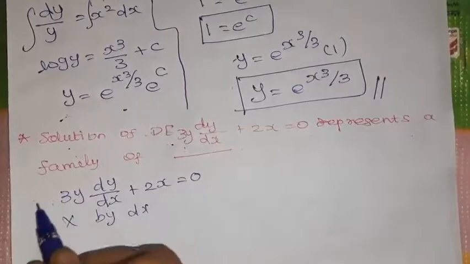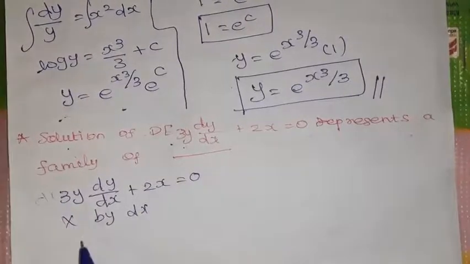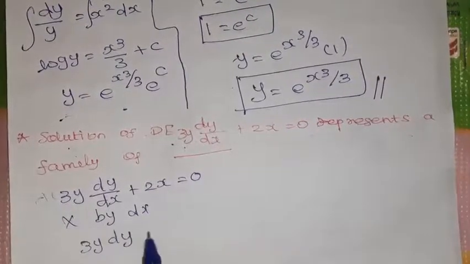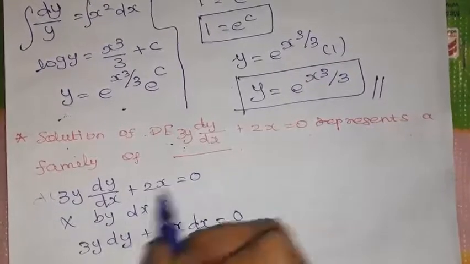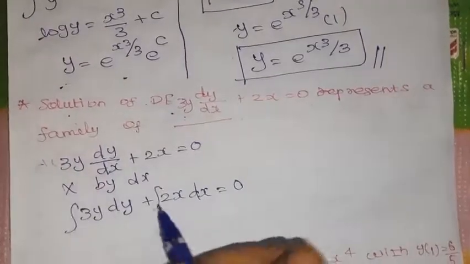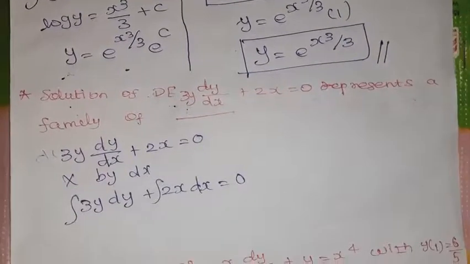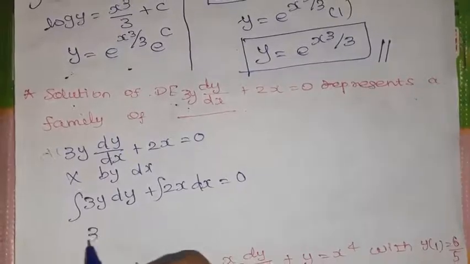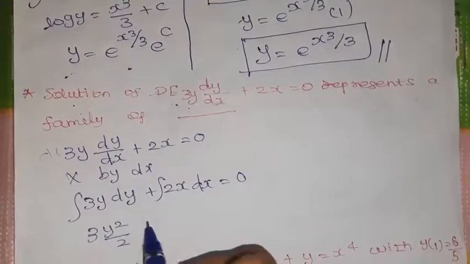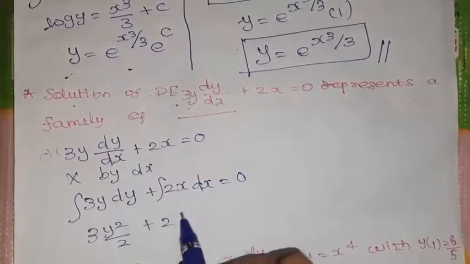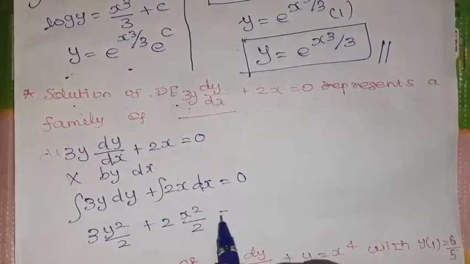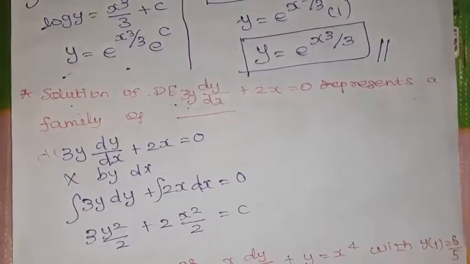When we multiply by dx, it gets cancelled. So 3y dy plus 2x dx, or taking LCM, 2x dx equal to 0. Now we need to integrate on both sides. 3y squared by 2 plus 2x squared by 2 equal to some constant c, right?